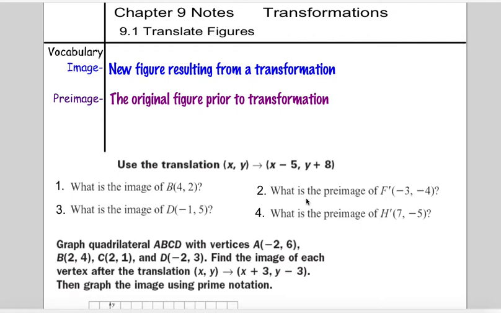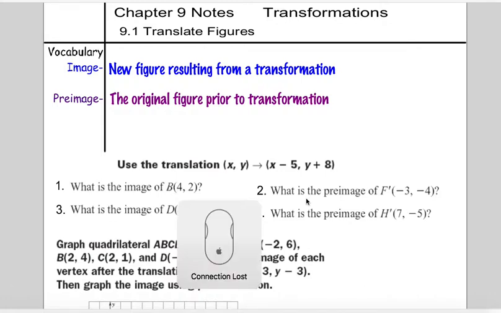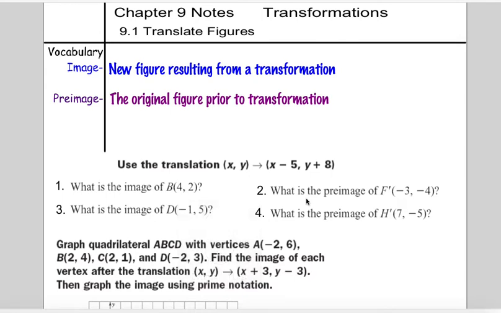Translate figures. I'm going to do a video about translations, and then also rotations, reflections, and dilations we'll be doing, each separately. That way you can refresh your memory as you get a chance.